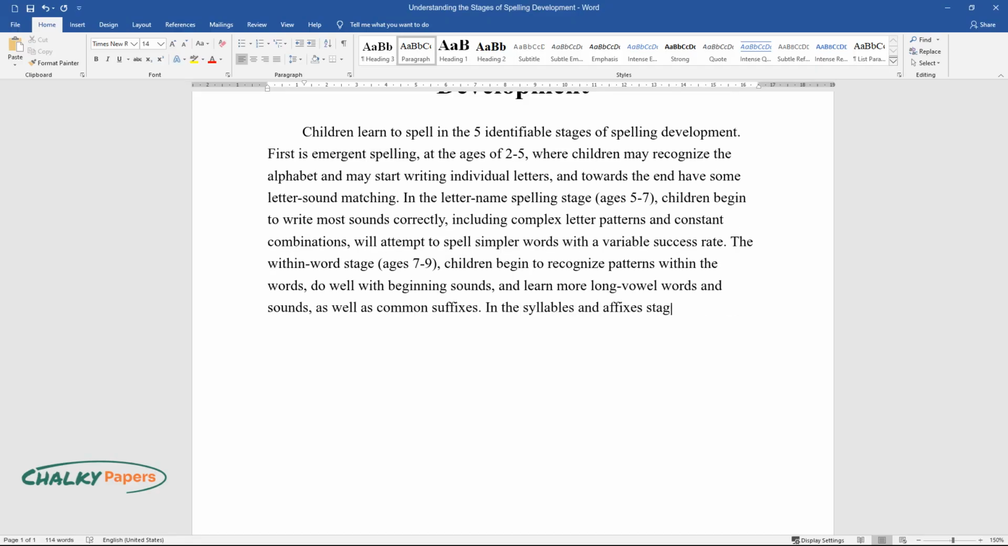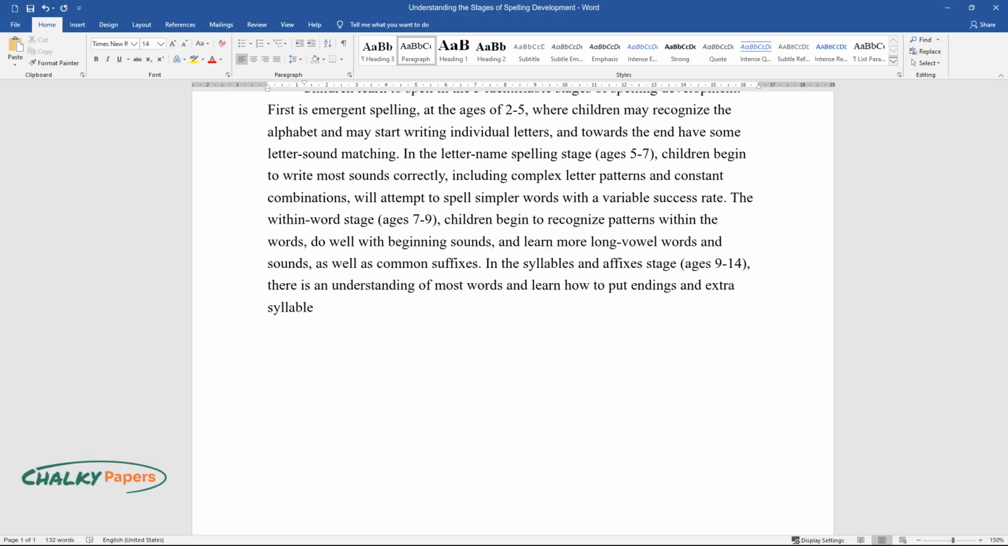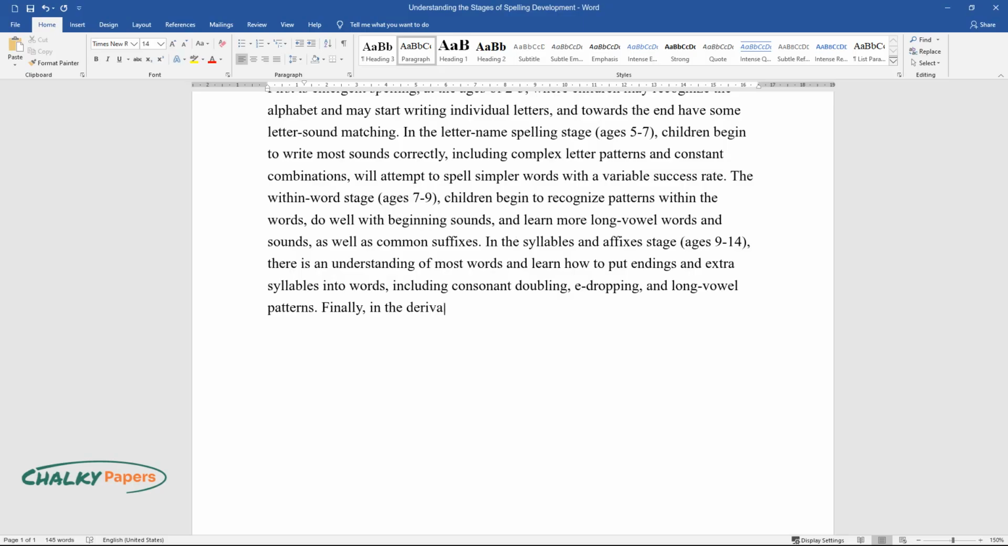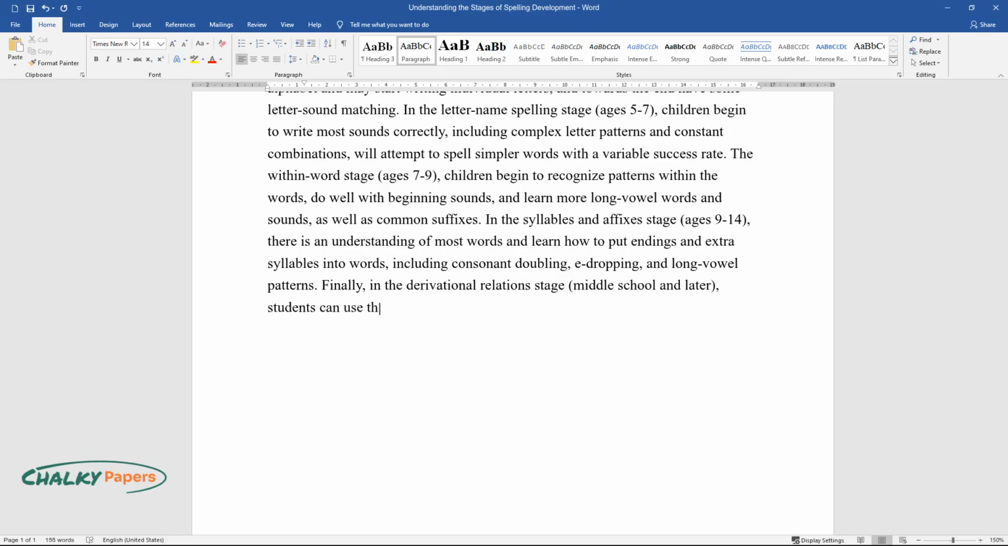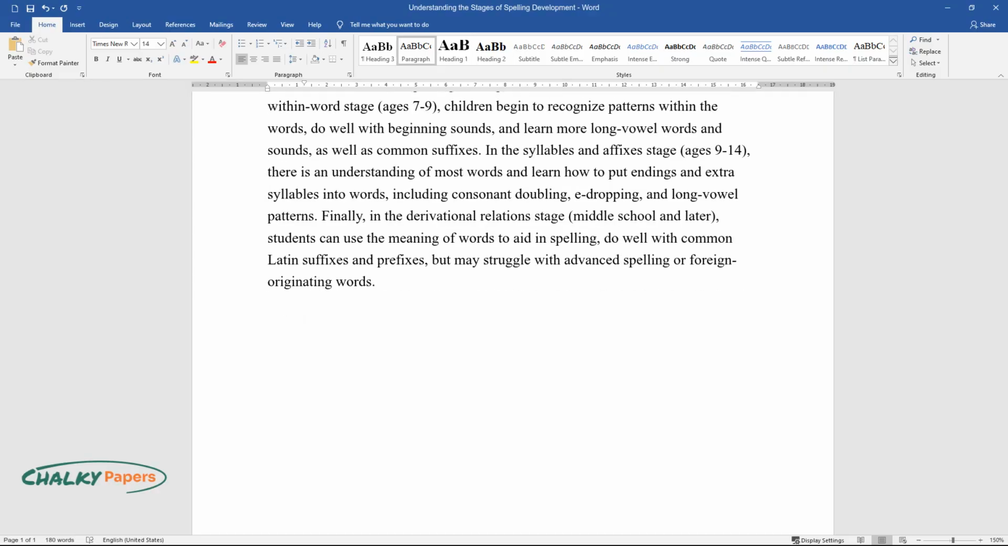In the syllables and affixes stage, ages 9 to 14, there is an understanding of most words and learners learn how to put endings and extra syllables into words, including consonant doubling, e-dropping, and long vowel patterns. Finally, in the derivational relations stage, middle school and later, students can use the meaning of words to aid in spelling, do well with common Latin suffixes and prefixes, but may struggle with advanced spelling or foreign-originating words.